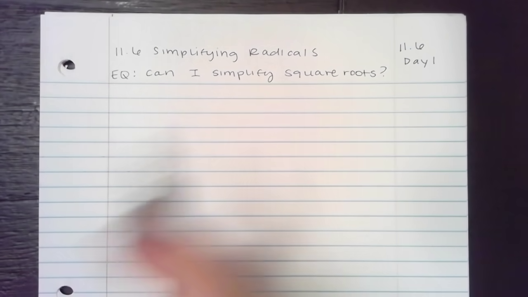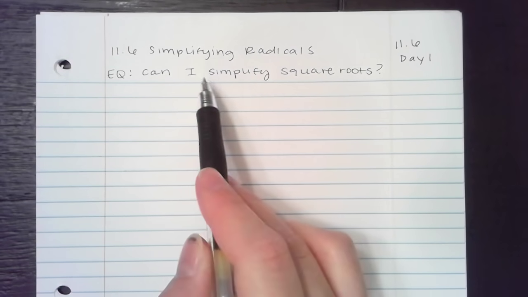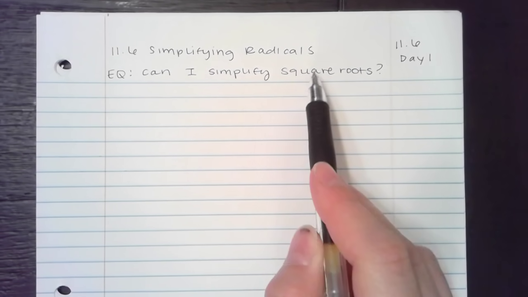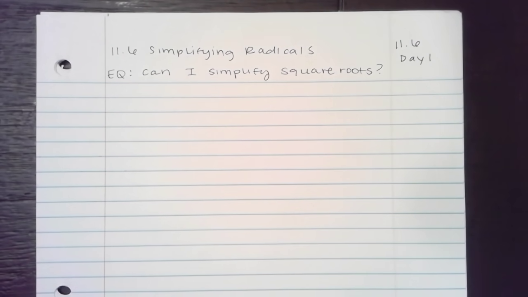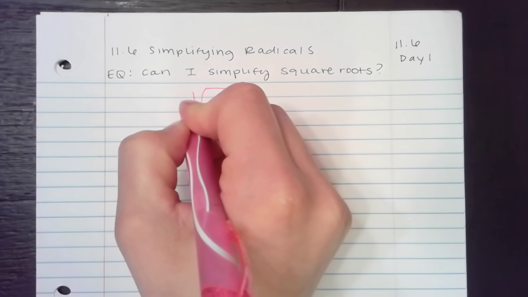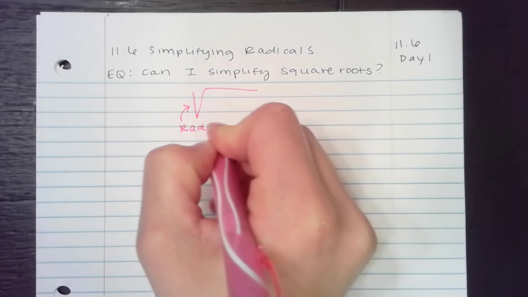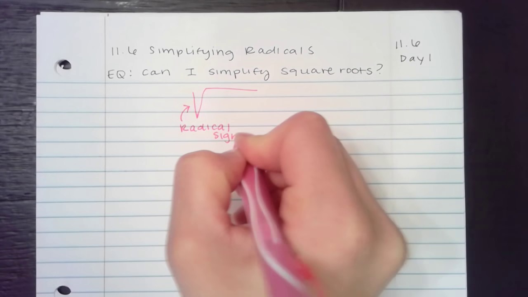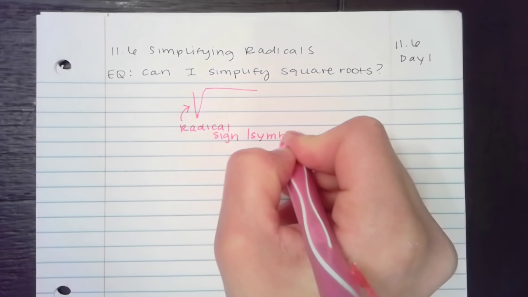And you should see a pattern here. If we're simplifying radicals and simplifying square roots, guess what a radical is? A radical is a square root. So let's look at the different pieces. So this right here, that is a radical sign, or some people call it a symbol.